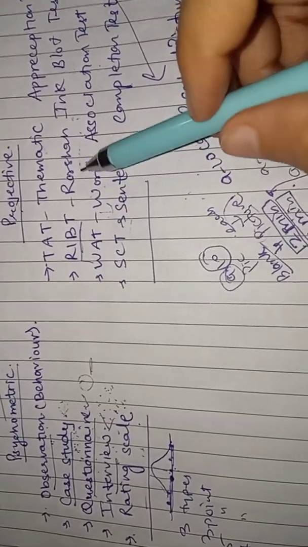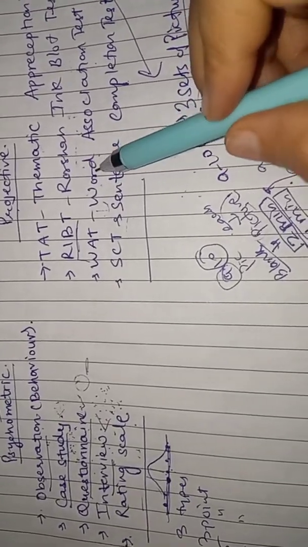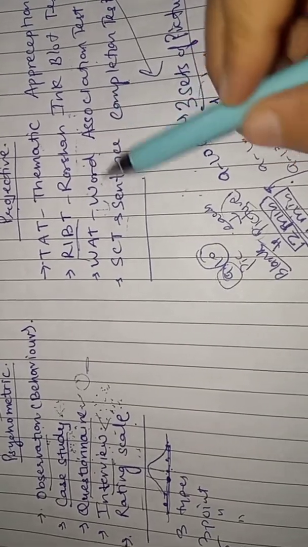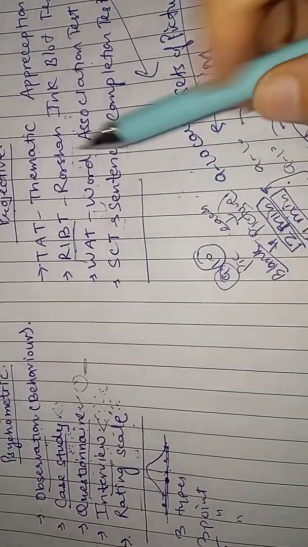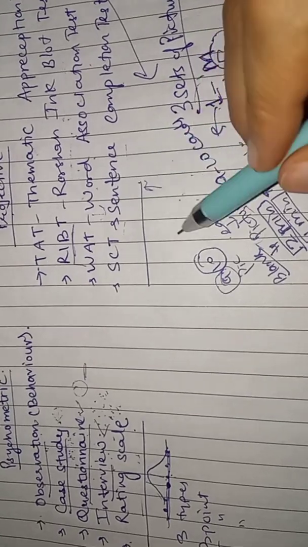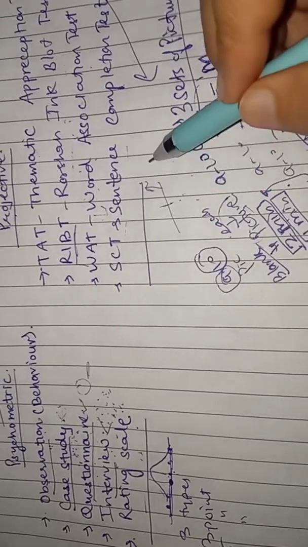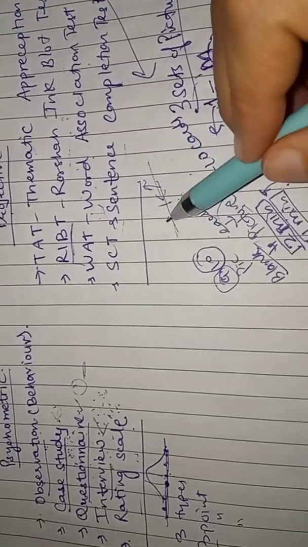In WAT, the psychologist is going to speak one word and you need to speak another word. But on the other hand, in SCT, the psychologist is going to speak one sentence, a half sentence, and you need to complete the sentence.